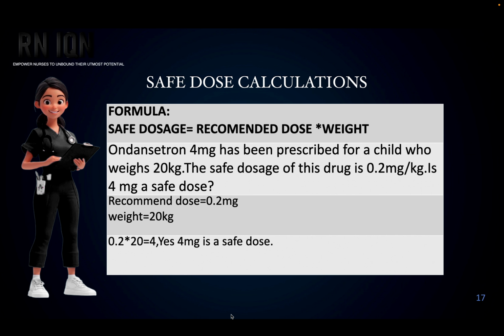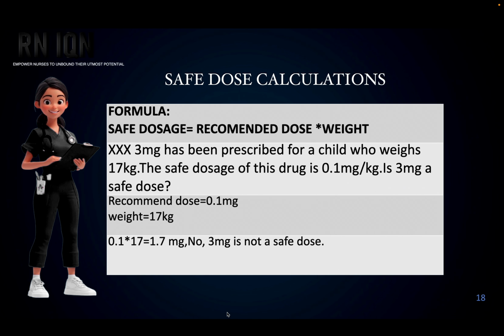Okay, let's go through an example. Here, a particular medication, 4 mg, has been prescribed for a child who weighs 20 kg. The safe dosage of this drug is 0.2 mg per kg. For this patient, your recommended dosage per kg is 0.2 mg. Is 4 mg a safe dose? That is the question. Just plug into the formula: 0.2 into the weight of that patient, which is 20. That gives 4. Yes, 4 mg is a safe dose. Clear?